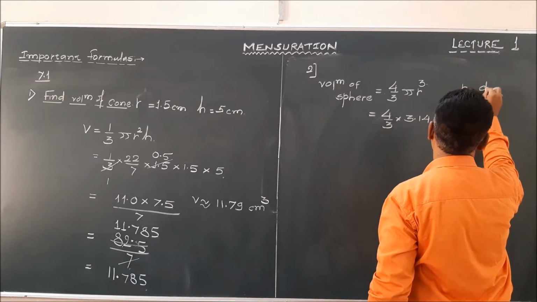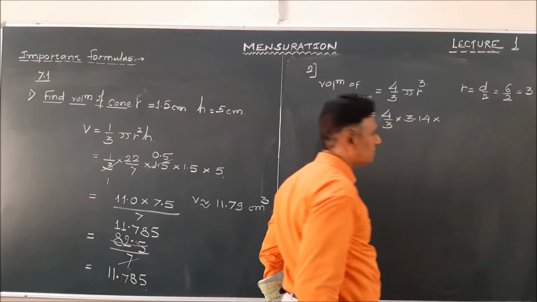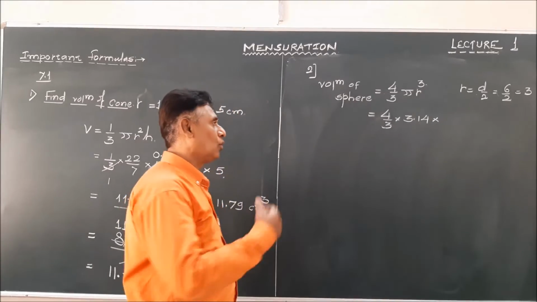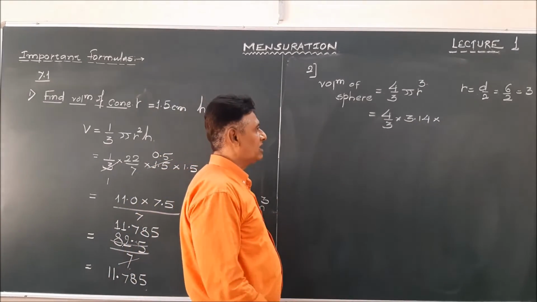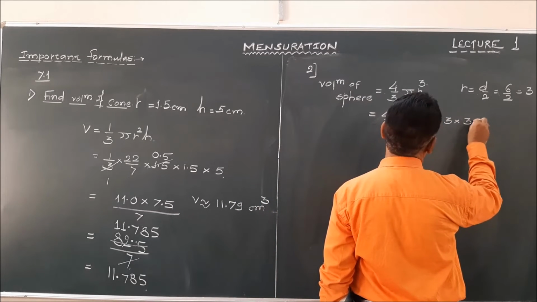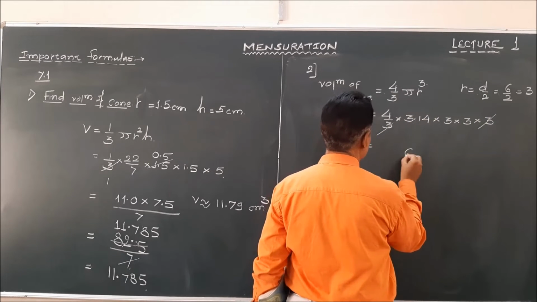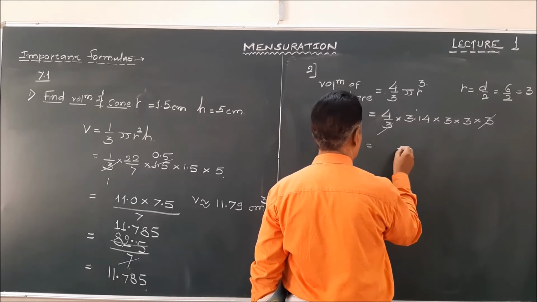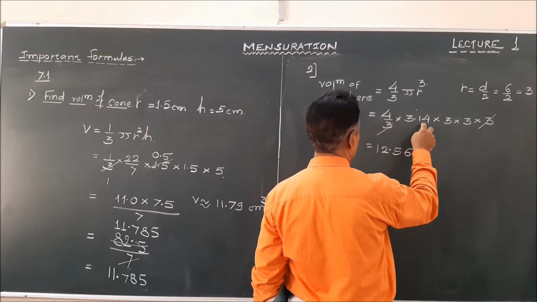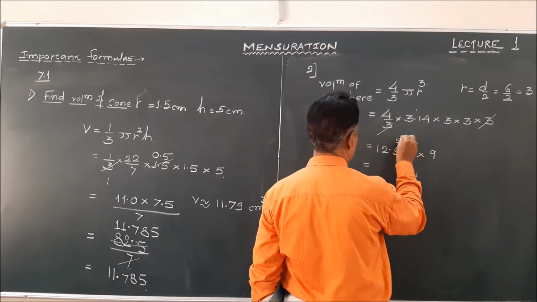Radius is equal to diameter upon 2. Diameter is given as 6, and 6 upon 2 is 3. So naturally we have to convert into radius, which is diameter upon 2. Radius cube: cube is multiplication how many times? 3 times. 3 and 3 are cancelled. So 4 4s are 16, carry 1. 4 1s are 4 plus 1 is 5, 4 3s are 12. So this is 12.56. Into multiplication of 3 3s are 9.